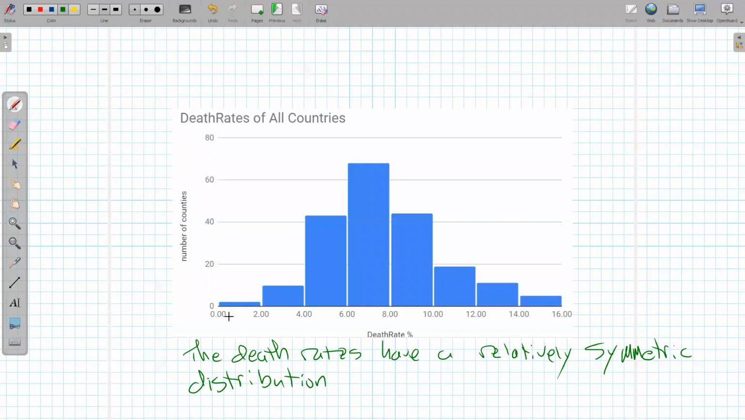And I'm still torn about the tail. Which side do I call the tail? I don't know. So I don't really see a skew. And I could be a little further. I could say, well, the bulk of the death rates here, I guess I would put them between 4 and 10.